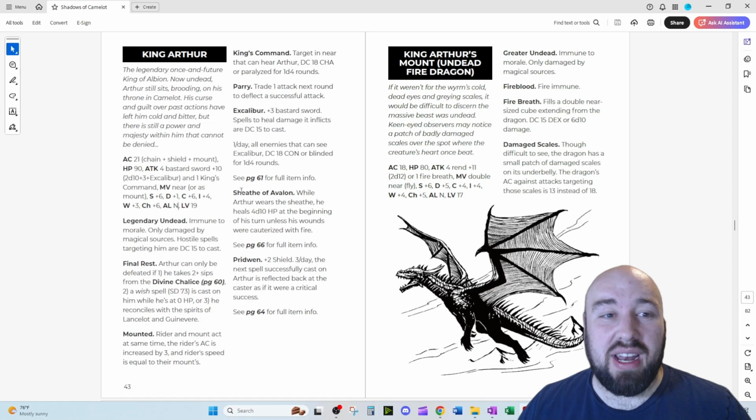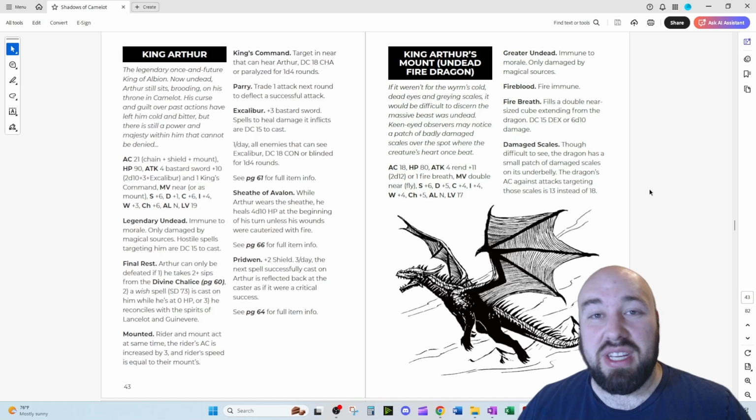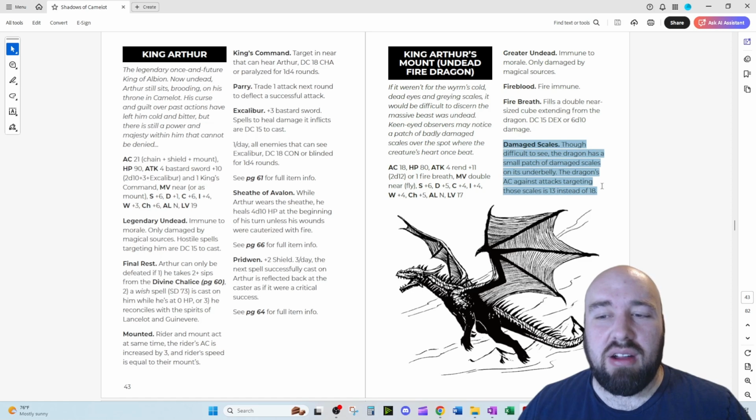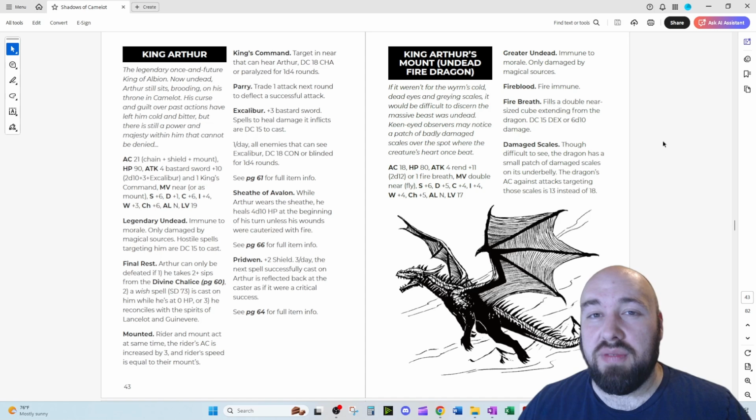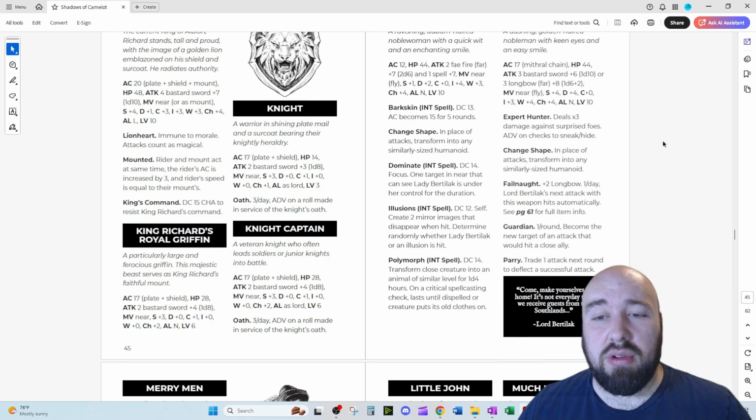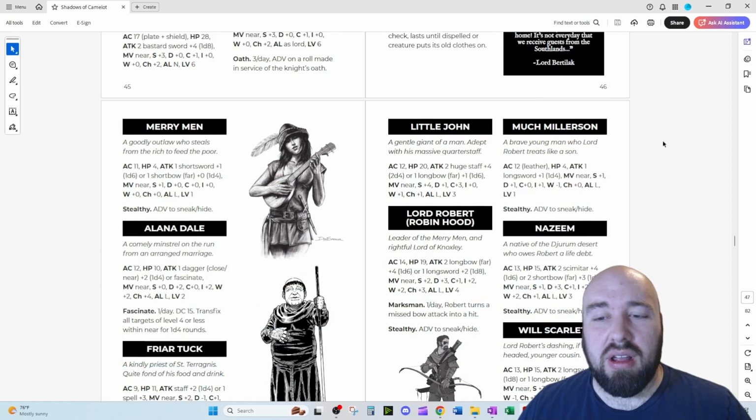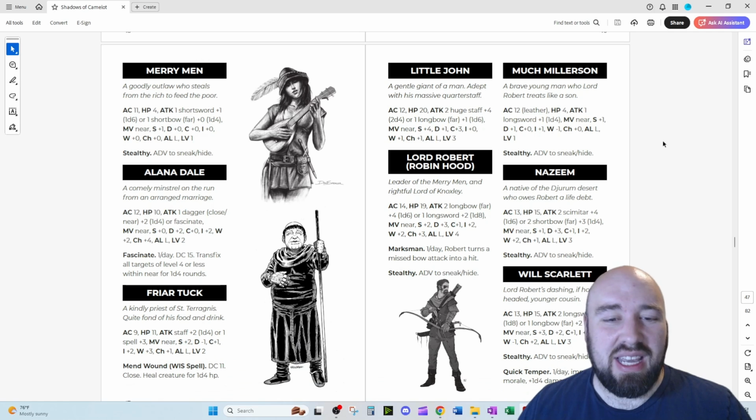So in addition to fighting the already very scary King Arthur, we'll likely have to fight him on his mount, which is very scary. But perceptive characters may notice that there is a weak point in the dragon's armor, and they might be able to exploit that in order to defeat the beast, with enough resources left over to then defeat Arthur himself.